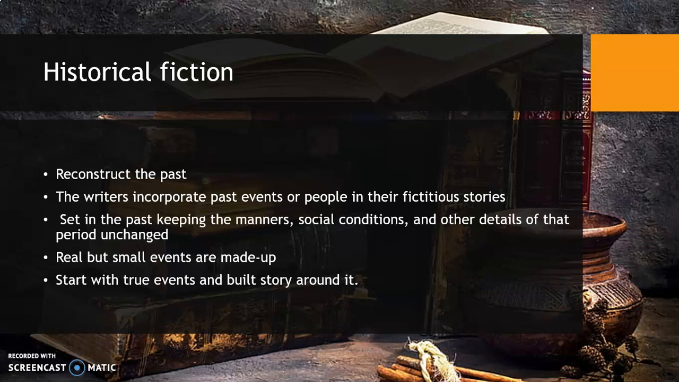Now, historical fiction. It takes us way back in time to a real historical event. The writer constructs the past. The story is set in the past, keeping the manners, social conditions, and other details of that period unchanged. The event from history itself is real, but most of the story, the people, and the small events are made up. An author who is writing historical fiction pieces may start with the true event and build a story around it.